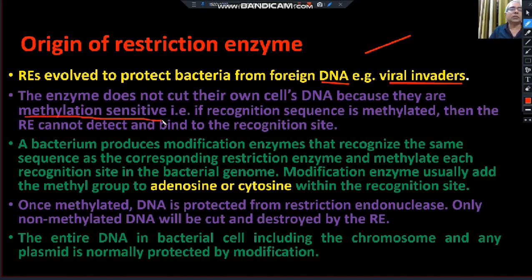These enzymes are methylation sensitive, meaning they recognize the restriction site or recognition sequences only if those sequences are not methylated. If they are methylated, then these restriction enzymes cannot detect those restriction sequences, and if they are not recognized by the restriction enzymes, then they do not cleave at those locations.